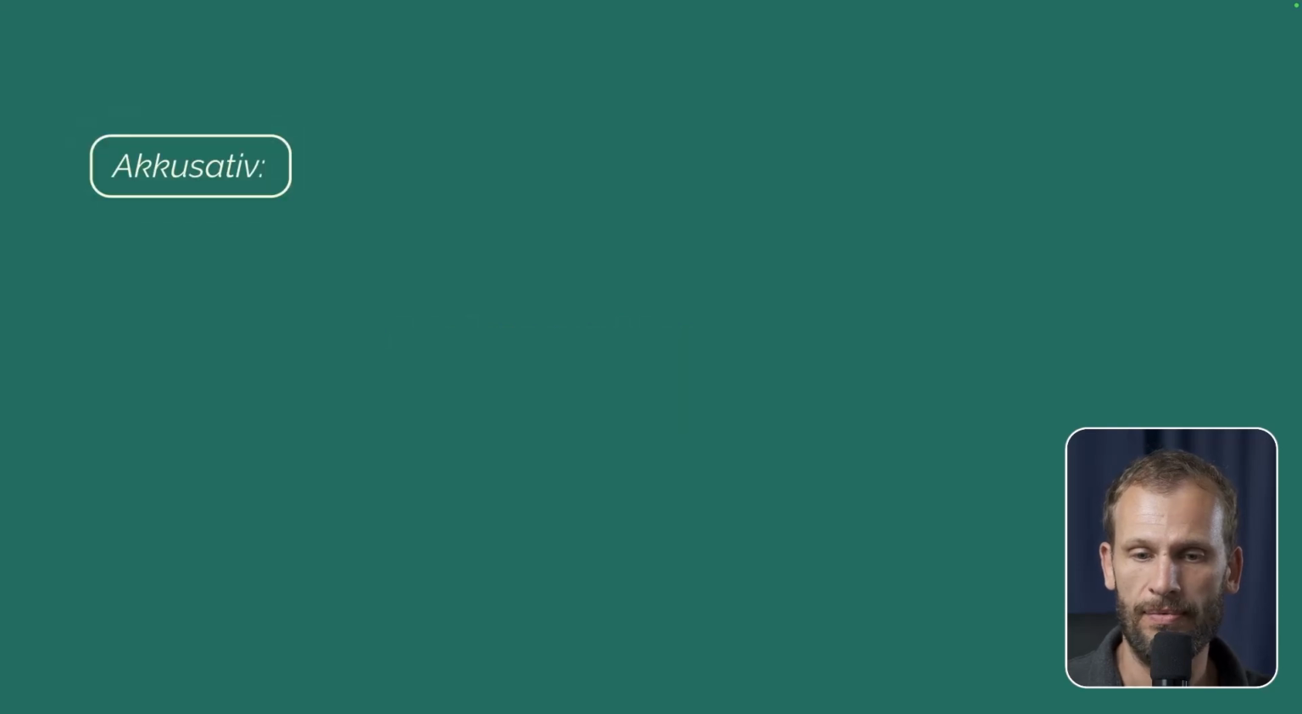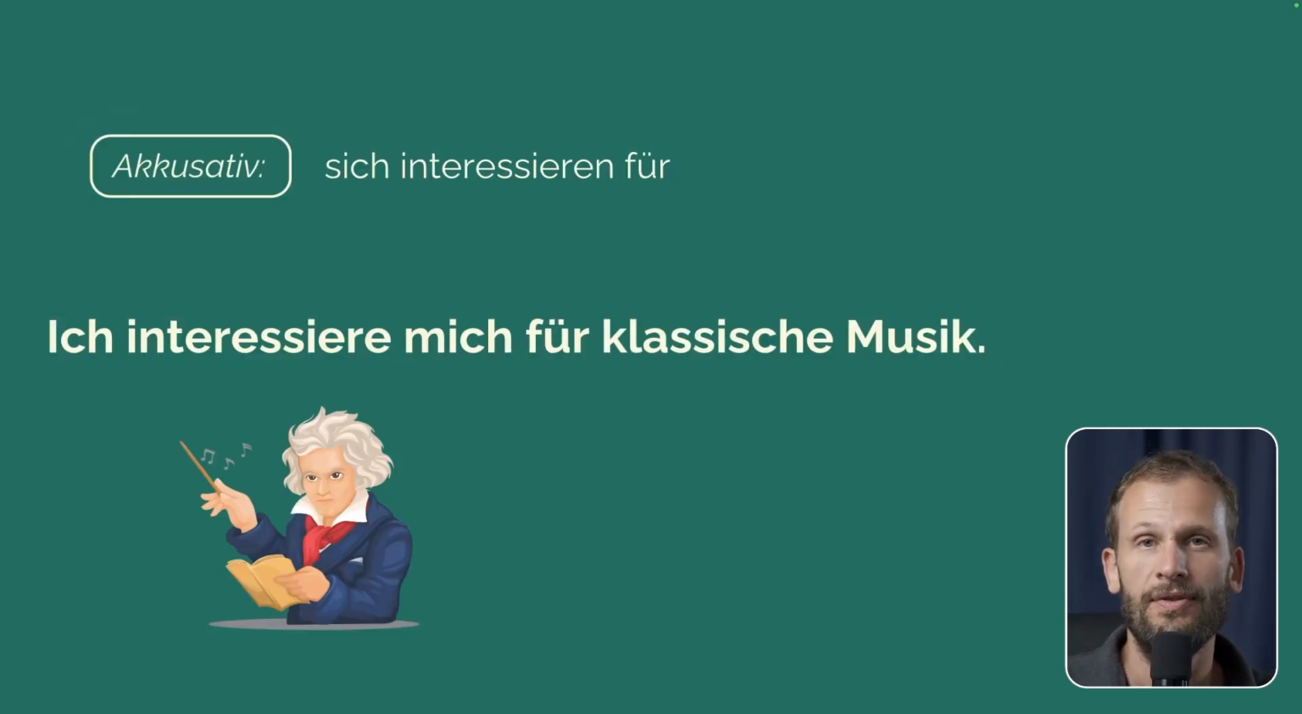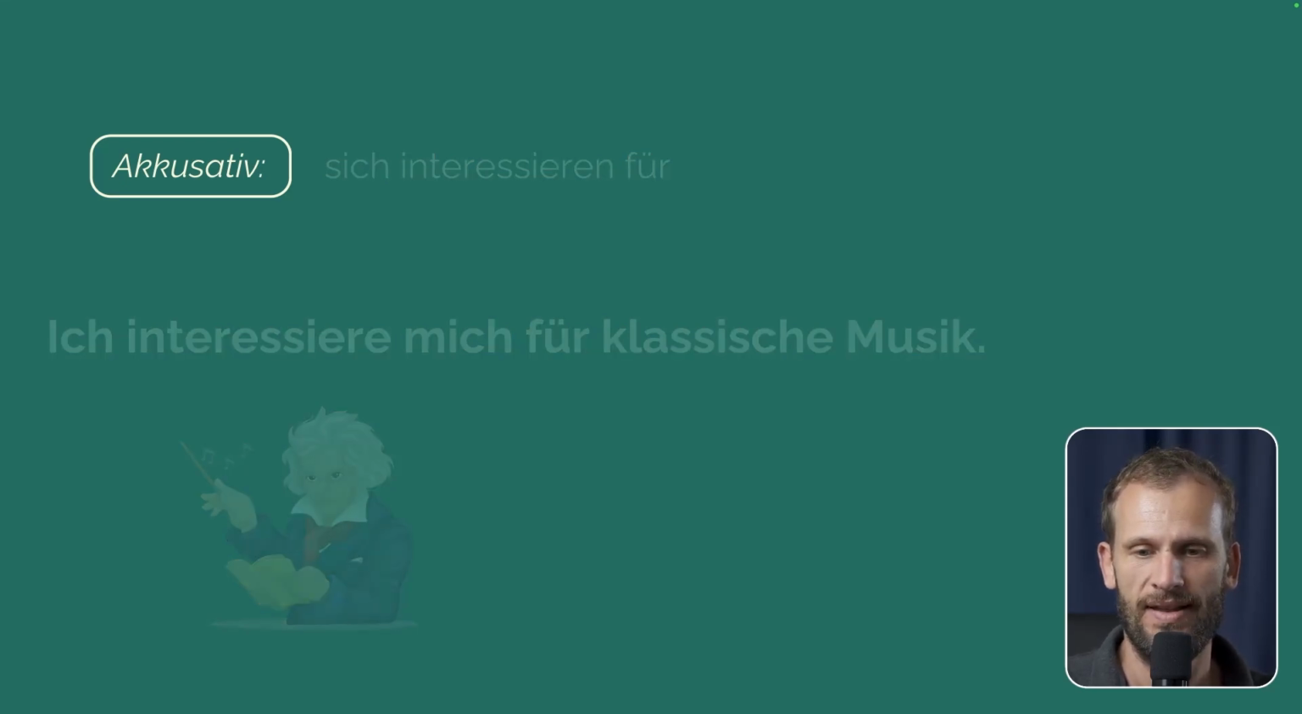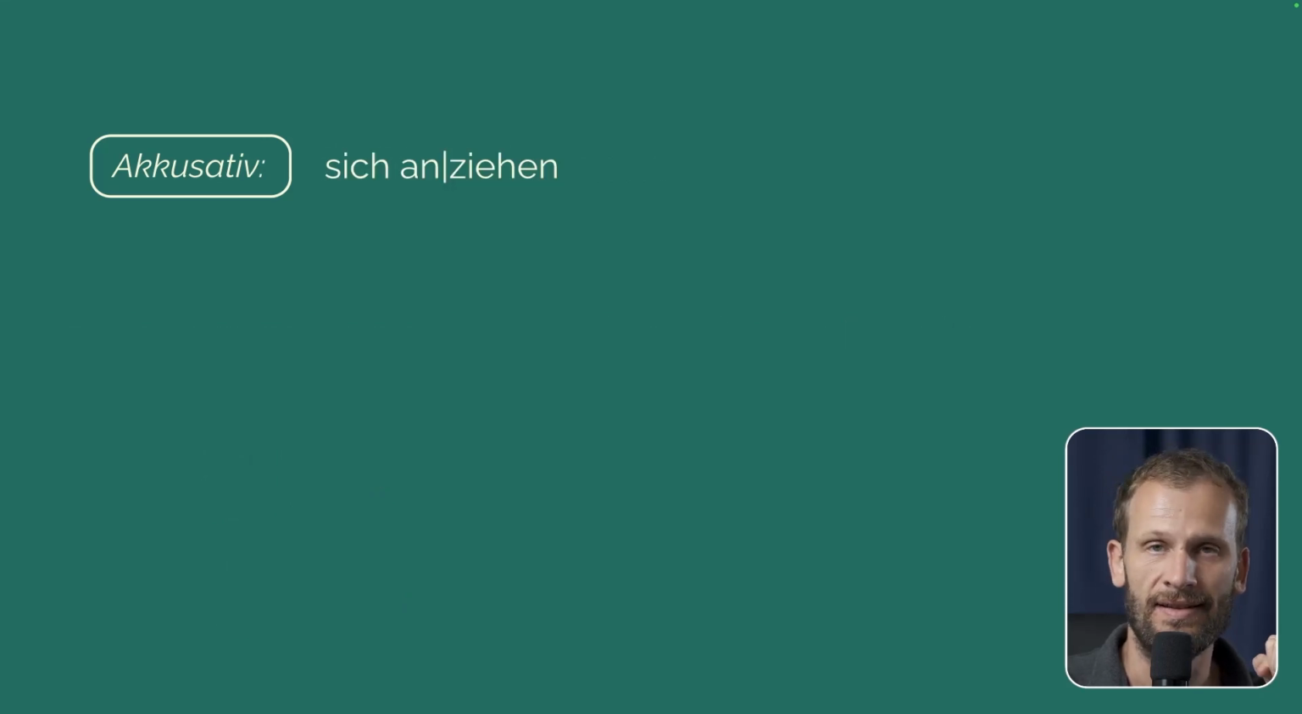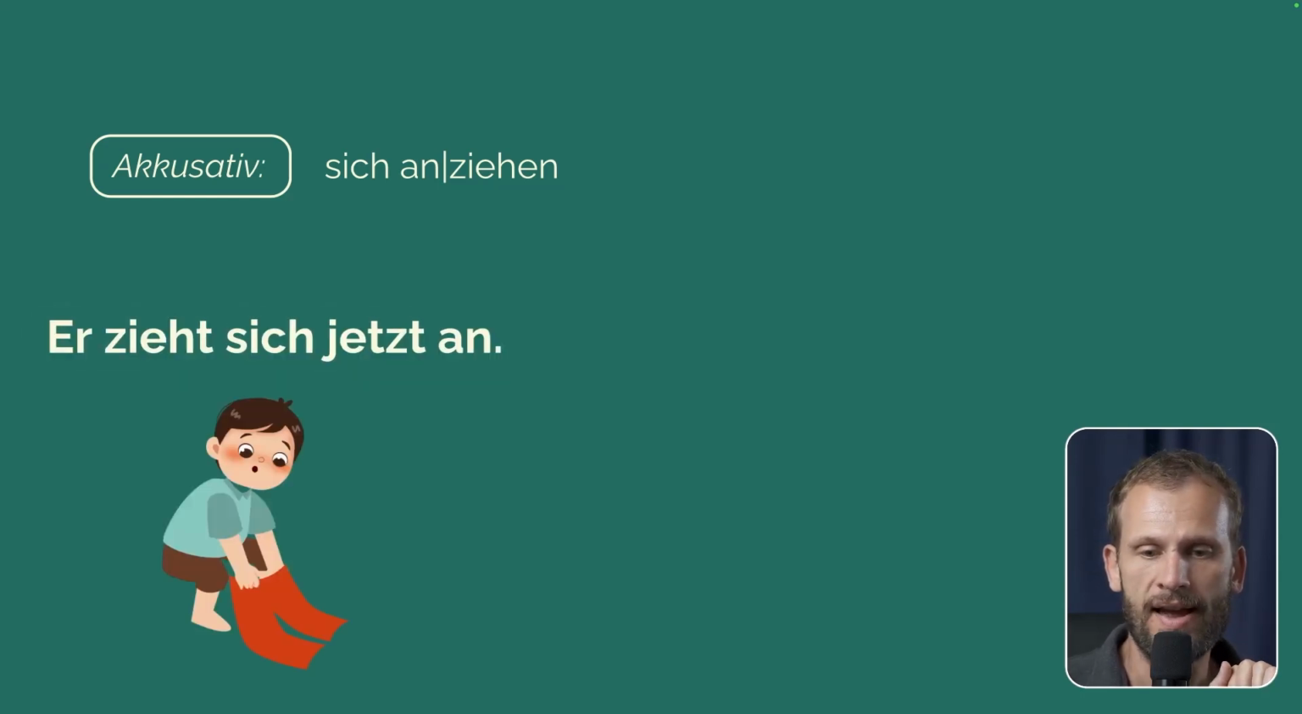So, accusative, most verbs, like sich interessieren für. So, ich interessiere mich für klassische Musik. I'm interested in classical music. Next sentence is sich anziehen, reflexive and also separable verb. You can see the line between the an, the prefix, and the ziehen, the verb stem. Zieht sich jetzt an. He's getting dressed now. So, sich anziehen means to get dressed, to put on clothes.